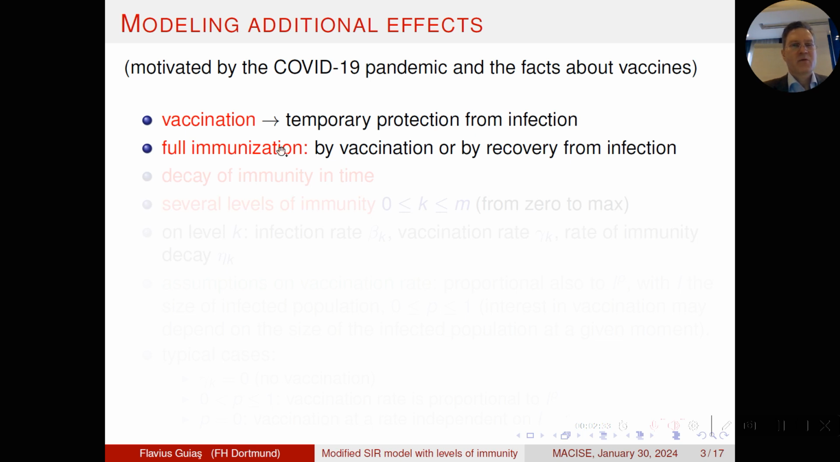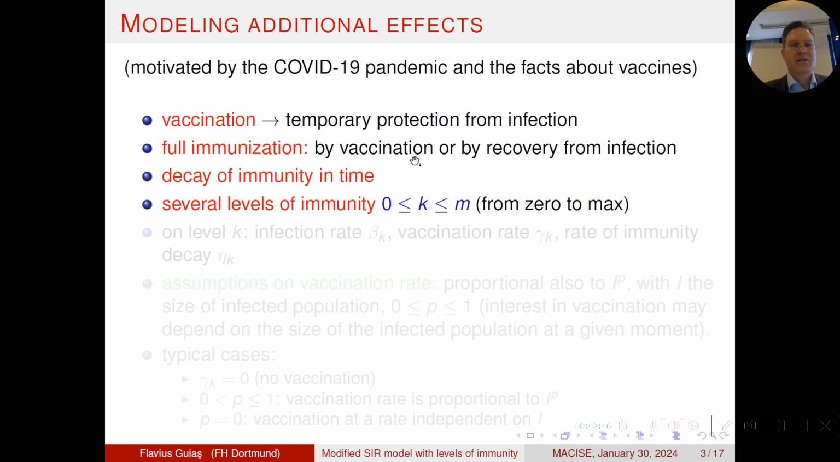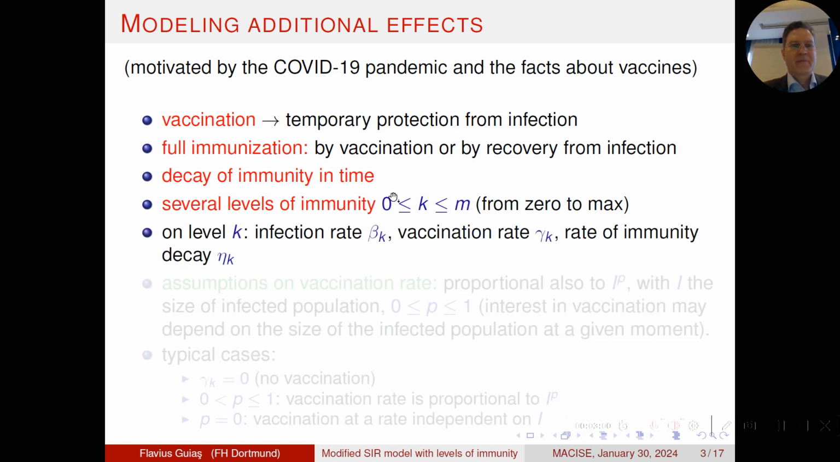Assume that some individuals get full immunization either by vaccination or by recovery from infection, but this full immunization doesn't last forever, so it will decay in time. We assume that it will decay stepwise, so not all at once. It decays on several levels, and so we assume that this immunity will decay from the maximum level M to the 0 level, which is no immunity, in several steps.